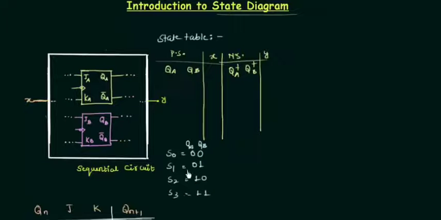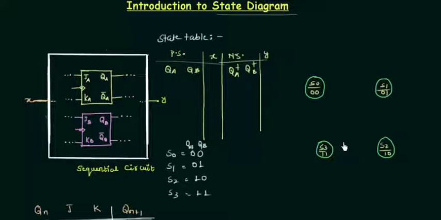Now each of these states from S0 to S3 is represented by a bubble like this. As there are 4 states, I am having 4 bubbles. This first one represents S0, in which the values of QA and QB are 0 0. Second one is 0 1, S2 is 1 0, S3 is 1 1. If you want to write the values 0 0, it's okay, or you can just simply write S0, S1, S2, and S3. As this is the first lecture, I am writing these things down.